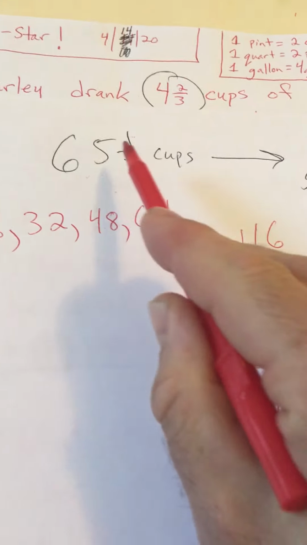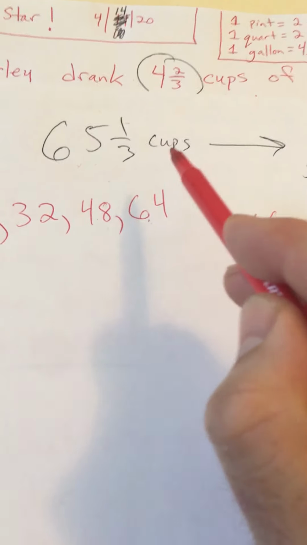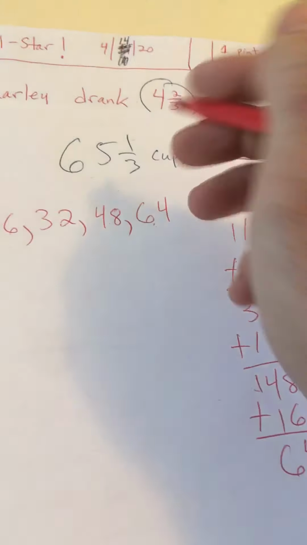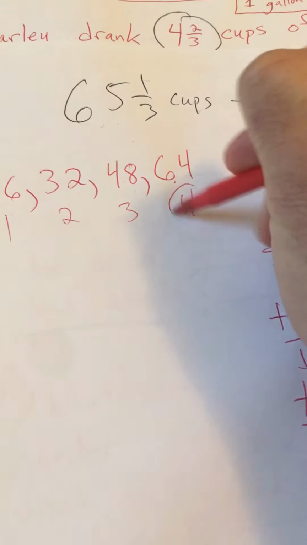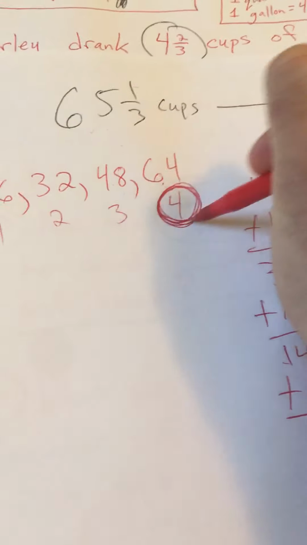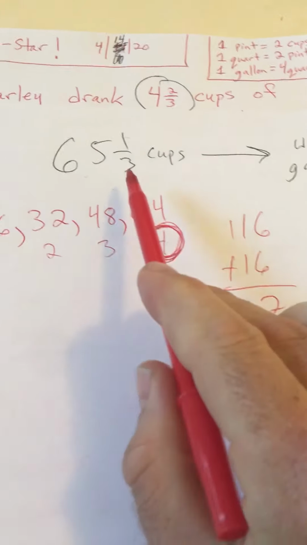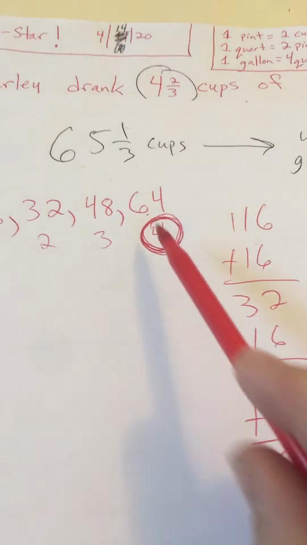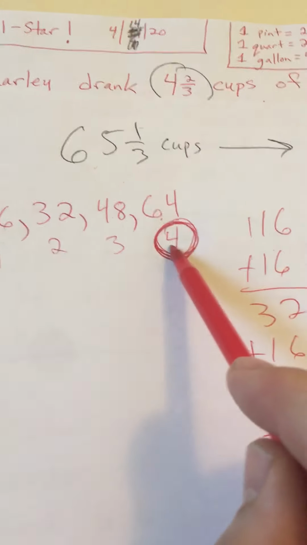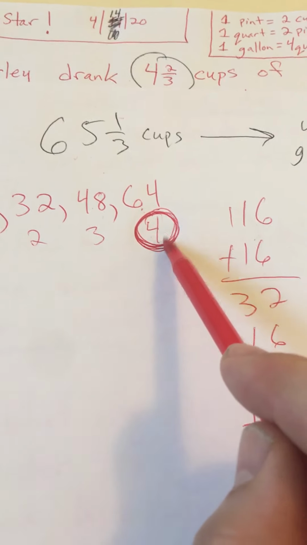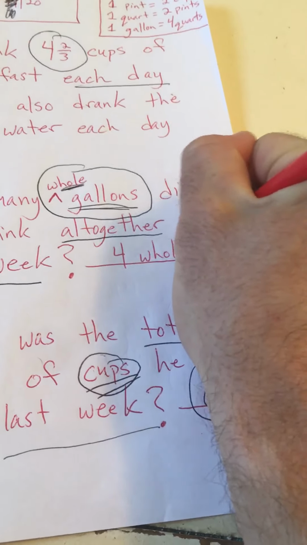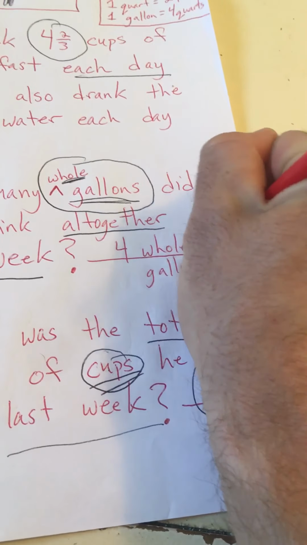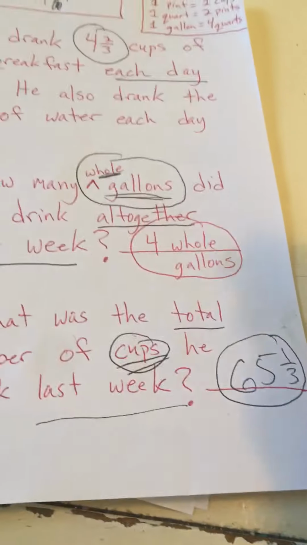So we can't make another whole gallon. We're going to have a little bit more, but it asks us how many whole gallons. 1 whole gallon, 2, 3. The answer is we can make 4 whole gallons out of the amount of water that he drank. We will have some left over, but it doesn't ask us how many are left over. So the answer is 4 whole gallons.